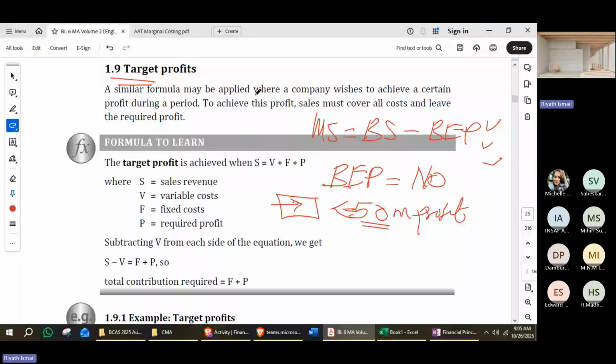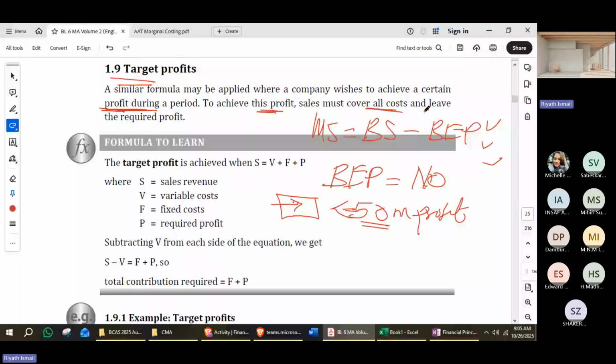A similar formula may be applied where a company wishes to achieve a certain profit during the period. To achieve this profit, sales must cover all cost and leave the required profit. Normally, to achieve the break-even point, the fixed cost should be covered by the contribution. So at this point, we achieve break-even point.